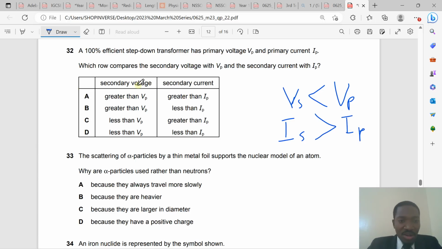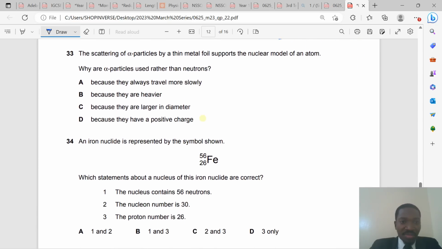So let's see, secondary voltage greater than primary voltage? No. Less than primary voltage? Yes, less than primary voltage. So one of these two is correct. Let's look at the current. Current in the secondary section is greater than current in the primary section. That is correct. So the correct answer to question 32 is C. Let's go to question 33.